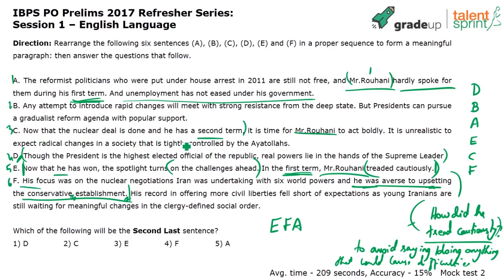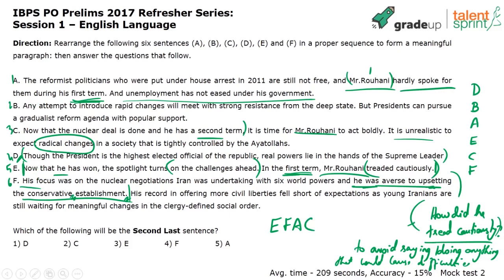Now that the nuclear deal is done and he has a second term, it is time for Mr. Rouhani to act boldly. It is unrealistic to expect radical changes in a society that is tightly controlled by the Ayatollahs. Okay. So EFA, C, and then D and B.